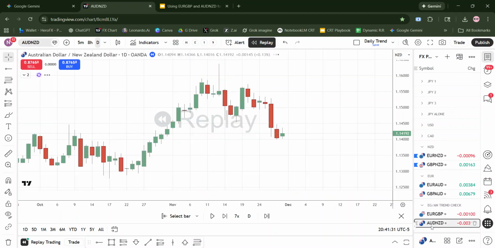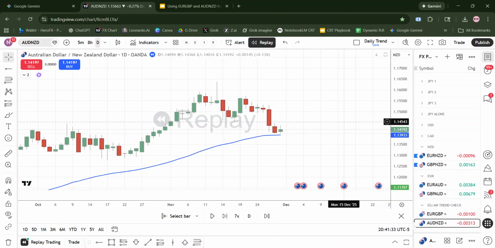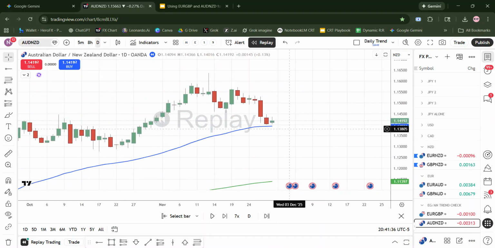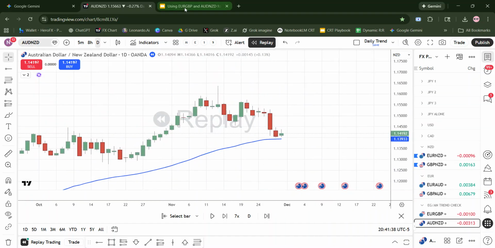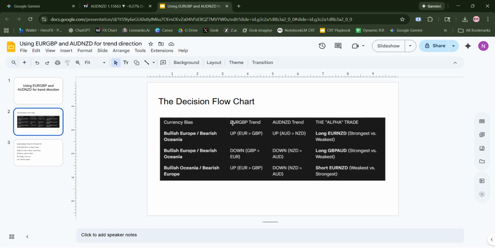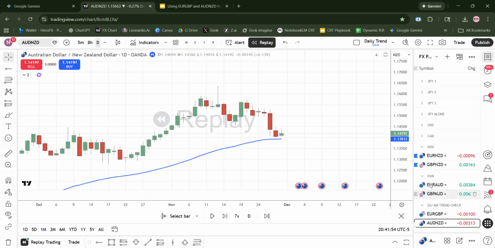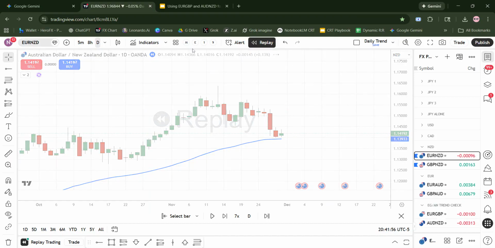For Aussie New Zealand, same deal. It would have been long. So we just go back to our flow chart once again. If we figure out that euro is up and Aussie is up, that means once again our best bet maybe euro New Zealand long. Okay, to buy that. They call it the alpha trade. So let's take a look and see. Let's see if we can go 3 for 3.